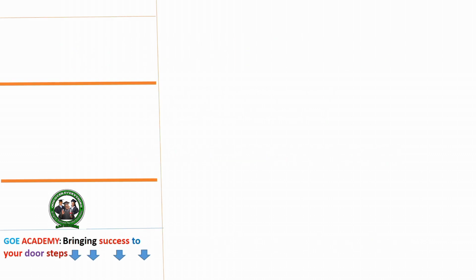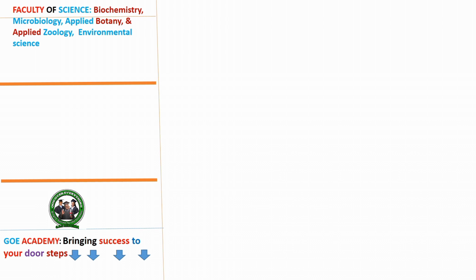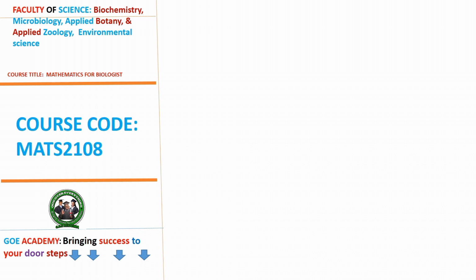In today's lesson we're going to be focused on the Faculty of Science, that is Department of Biochemistry, Microbiology, Applied Botany, Applied Zoology, Environmental Science, Geology, and some other departments as well. Our course title for this material is Mathematics for Biologists, and the course code is Maths 2108. It's very important for you to always know your course code. Very important.